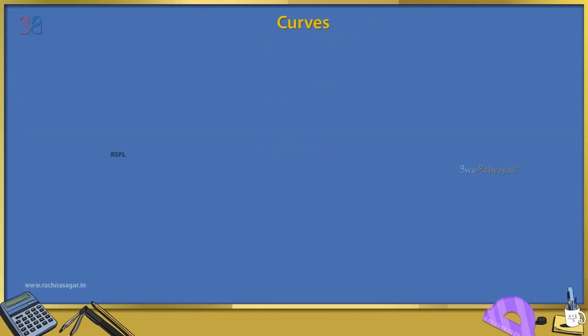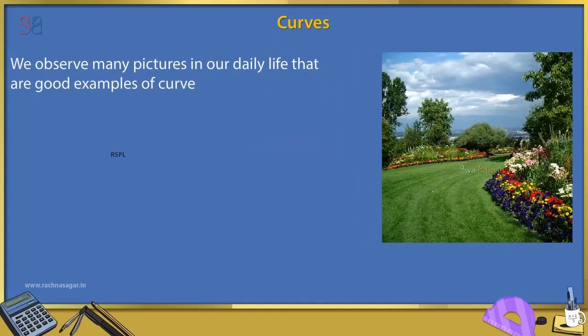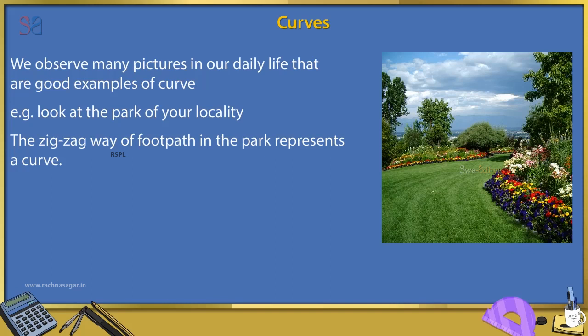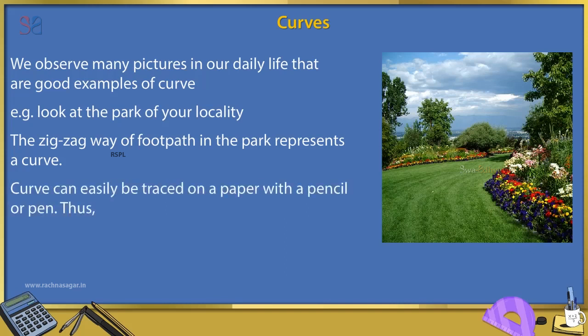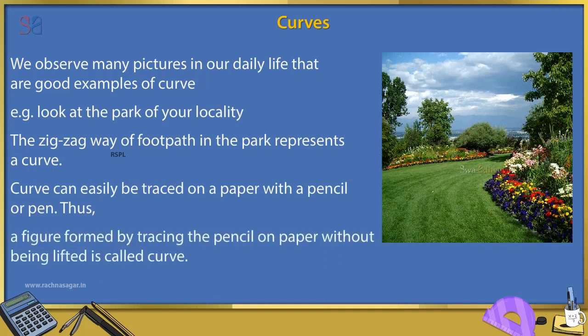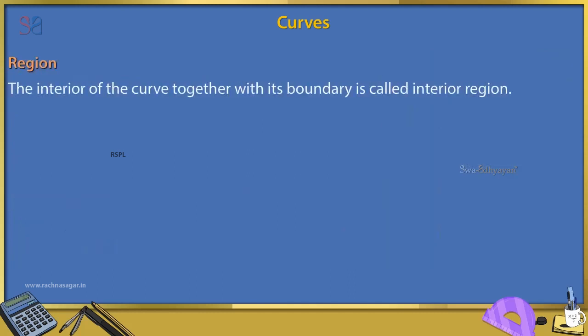Curves. We observe many pictures in our daily life that are good examples of curves. Example: look at the park of your locality. The zigzag way of the footpath in the park represents a curve. A curve can easily be traced on paper with a pencil or pen. Thus, a figure formed by tracing the pencil on paper without being lifted is called a curve. Region. The interior of the curve together with its boundary is called the interior region.